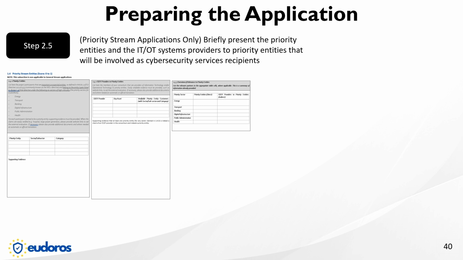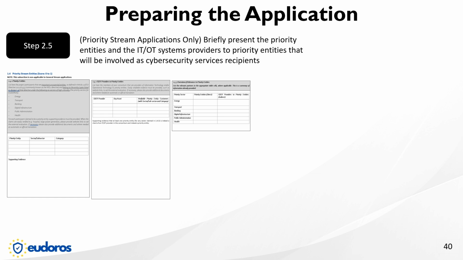And then there is a special part of the application which applies to the priority stream. So you need to tell us which of the entities submitting the application are priority entities, which of them are IT and OT providers to priority entities, and then give us a small summary of what you have just told us. You will need to provide evidence, which could be like links to websites or anything that can be used to verify easily the claims.